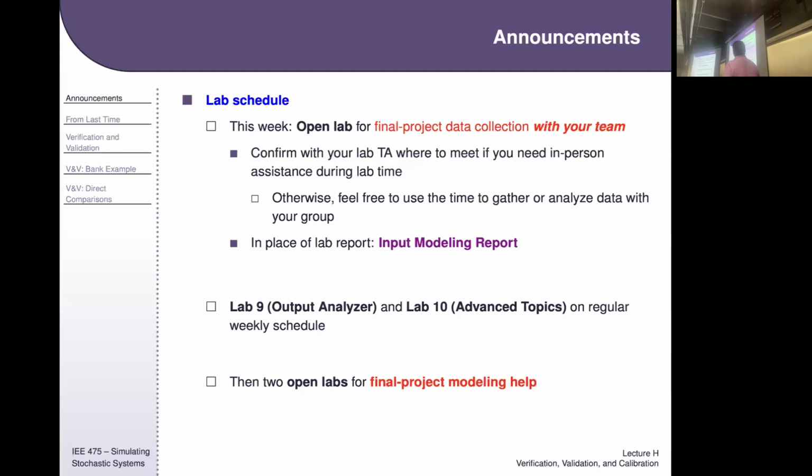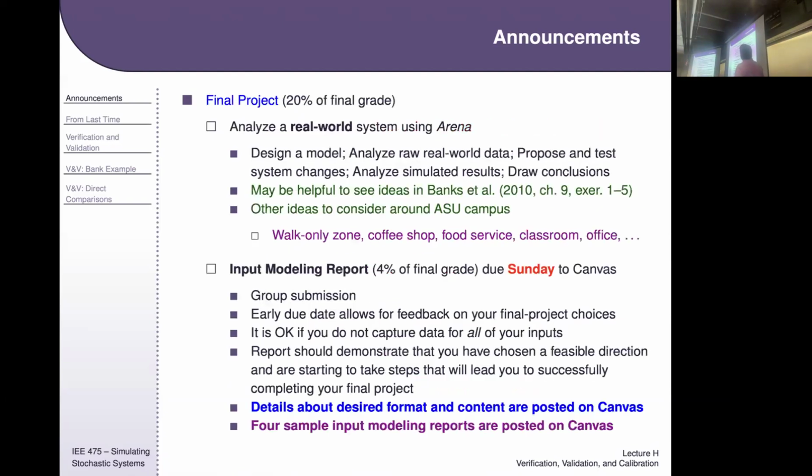And then finally, Lab 10, advanced topics. We talk about things like batching and so on that are useful tools for building more sophisticated models. After that, there are basically two weeks or so where there won't be a lab, but you can use that time to meet with your TA, to work with your group, and so on. So that's the outline there.